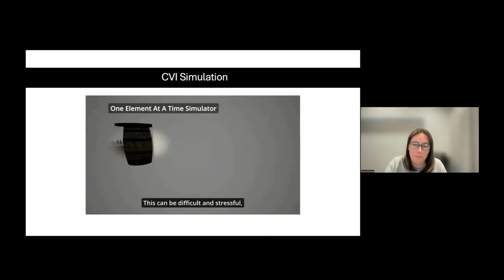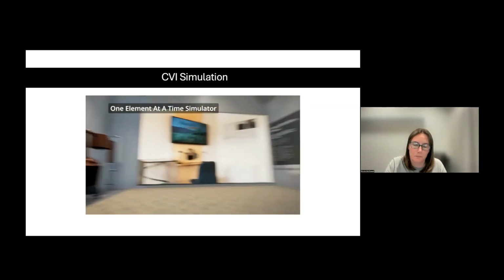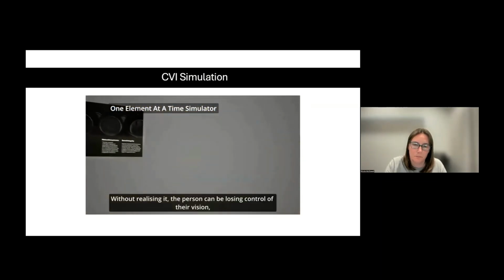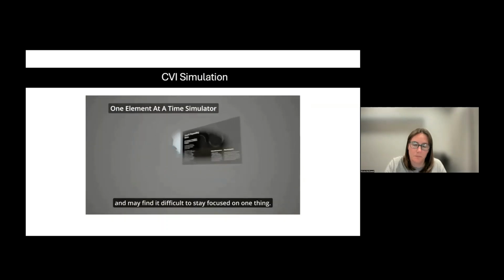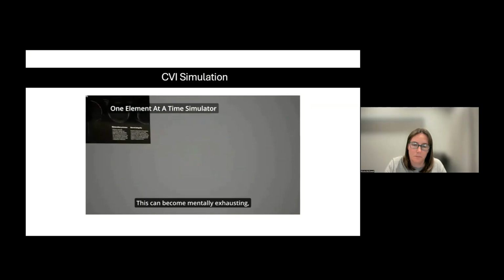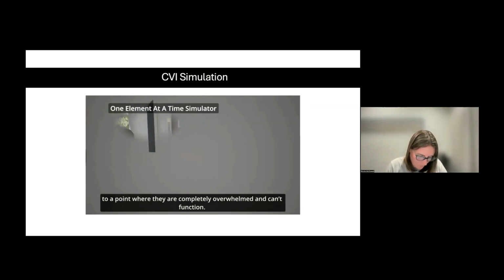This can be difficult and stressful, all adding to the demands on the brain. Without realizing it, the person can be losing control of their vision and may find it difficult to stay focused on one thing. This can become mentally exhausting, further adding demands to a brain that is now really struggling, to a point where they are completely overwhelmed and can't function.